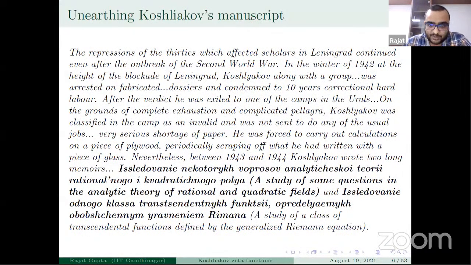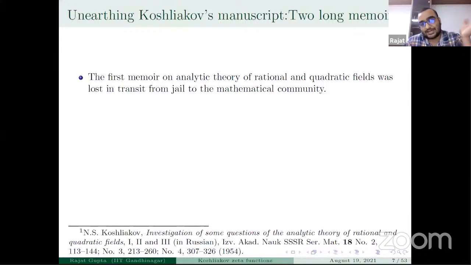Due to a very serious shortage of paper, he was forced to carry out the calculations on a piece of plywood, periodically scraping off what he had written with a piece of glass. Instead of that, in 1943 and 1944, Koshlikov actually wrote two long memoirs. This is what was written, not in Russian but in English. It translates as a study of some questions in the analytic theory of rational and quadratic fields. This is the first manuscript, and the second manuscript is a study of a class of transcendental functional equations defined by the generalized Riemann equation. The first manuscript was lost in transit from jail to the mathematical community.